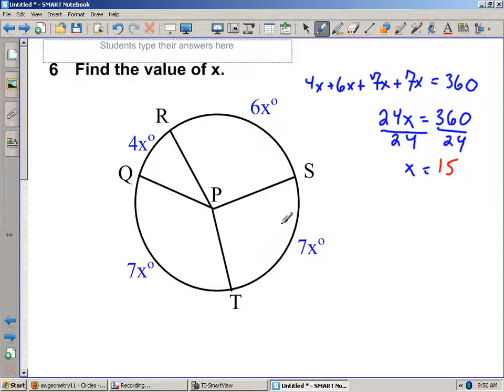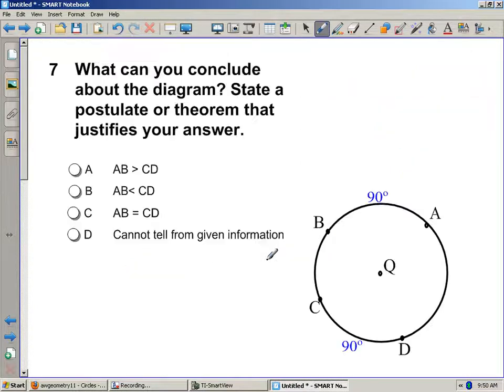So now what can we conclude from the diagram? State the postulate or theorem. So we're basically just going to go through and look at this. We know that the arc length of AB is 90 degrees. We know the arc length of CD is 90 degrees. Well, from the theorem, I can't remember the theorem number, but it states that if the arc lengths are the same length, the chord lengths should be the same. So that's what we're talking about for C here. So AB should be the same as chord CD, even though they don't really look like they are.